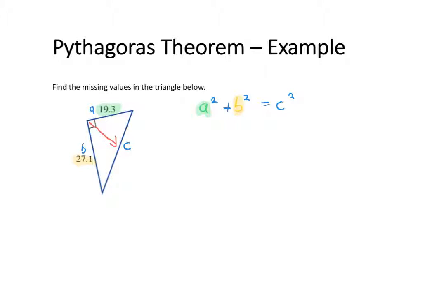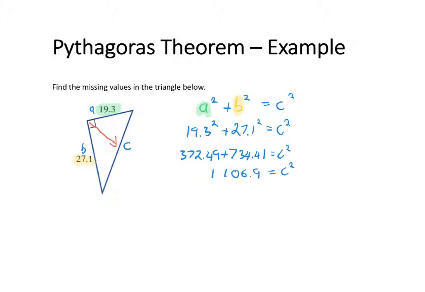So now I want to rewrite my formula, but this time putting in the values of A and B from the original diagram. So that is going to be 19.3 squared plus 27.1 squared is equal to C squared. So working that out, that is going to be 19.3 squared, so 372.49, plus 27.1 squared, which is 734.41, is equal to C squared. So that is going to be 1106.9 is equal to C squared.